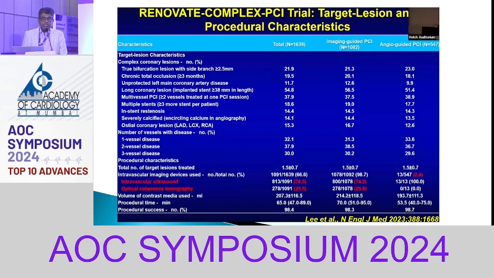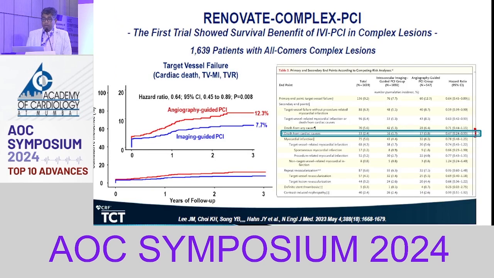If you see this, these patients were very complex patients. They included bifurcation lesions, CTO lesions, left main bifurcations, long lesions, multivessel disease, all kinds of complex patients that we get day to day. IVUS was used in 75% of the patients in the imaging arm, and OCT in 25%. The primary endpoint was target vessel failure, which included cardiac death, TVMI and TVR. You see the significant reduction in events at the end of 3 years, 12.3% versus 7.7%. This is a significant reduction in the primary endpoint in these patients.